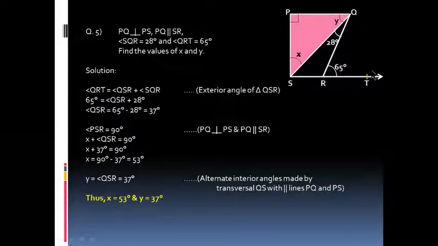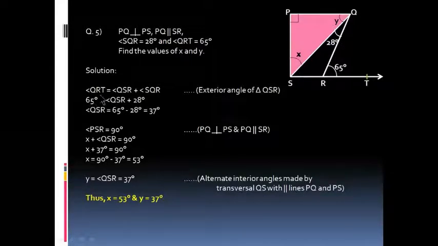Angle QRT is given as 65 degrees, but this angle is the exterior angle of which triangle? Sorry, triangle QSR. Okay, so as per the property of exterior angles of triangles, the exterior angle is equal to the sum of two opposite interior angles. Which ones? This one and this one. So 65 degrees. So angle QRT is equal to angle QSR plus angle SQR.